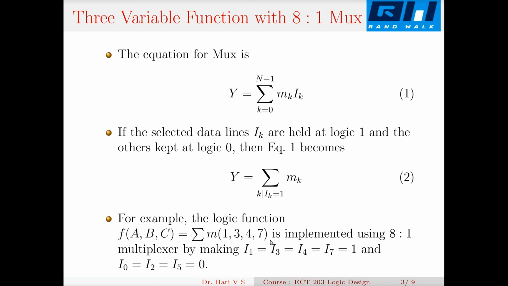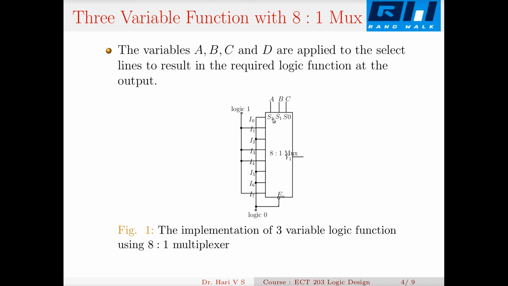Okay. So how do I implement this? You can look into this diagram. What I need is I1, I3, I4, I7 should be 1. So I take an 8:1 multiplexer like 74151 or something, and I connect the A, B, C lines to this. A is the MSB and C is the LSB. So I give A to the S2 pin, B to the S1 pin, and C to the S0 pin. And here I make I1, I3, I4, I7 data lines connect to logic 1. All other data lines I connect to logic 0. And the enable, which is active low, should also be connected to logic 0.